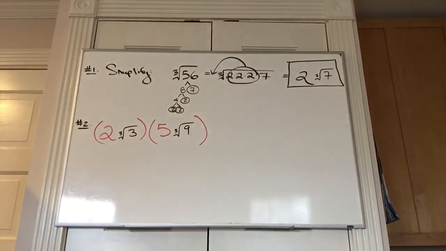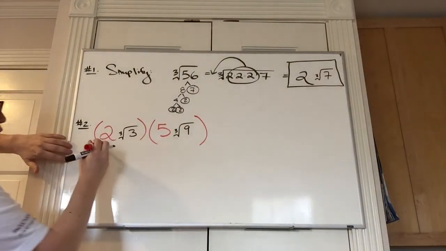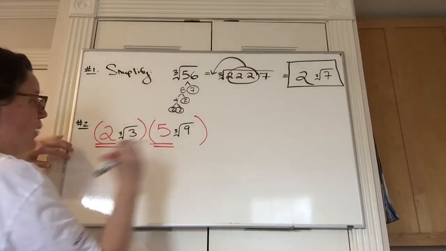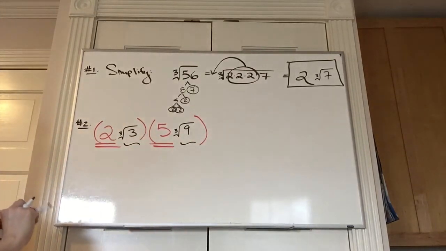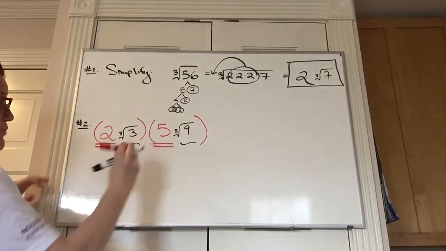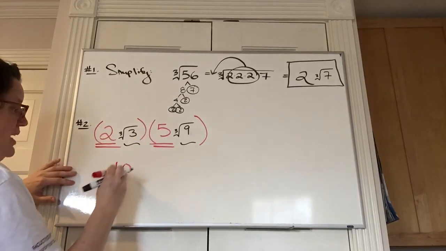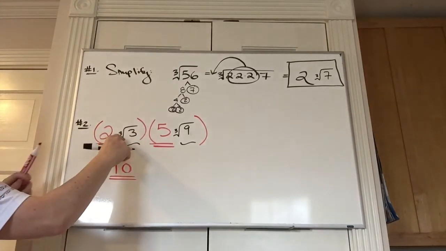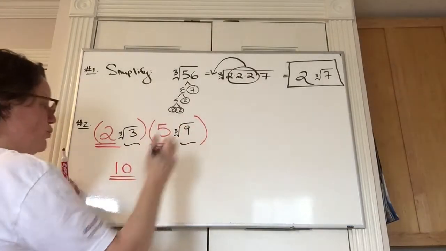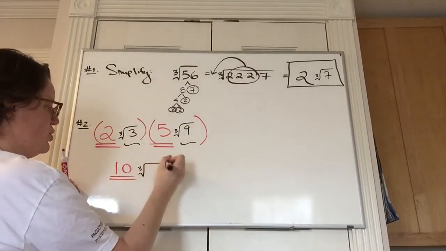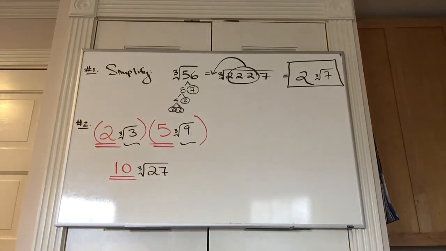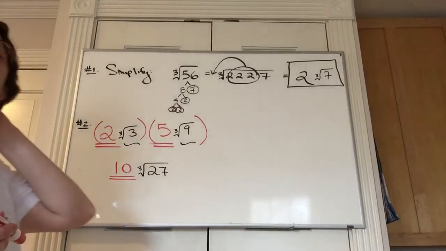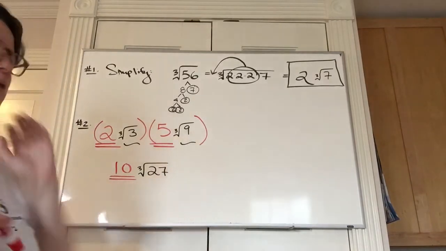Okay, so just like we learned with square roots, you can always multiply a regular number times another regular number. You can always multiply a root number times another root number. So regular 2 times regular 5 is going to make regular 10. Cube root of 3 times cube root of 9 is going to make a cube root of 27. Now, you might recognize cube root of 27. You might be like, oh, I know something that cubes to 27.